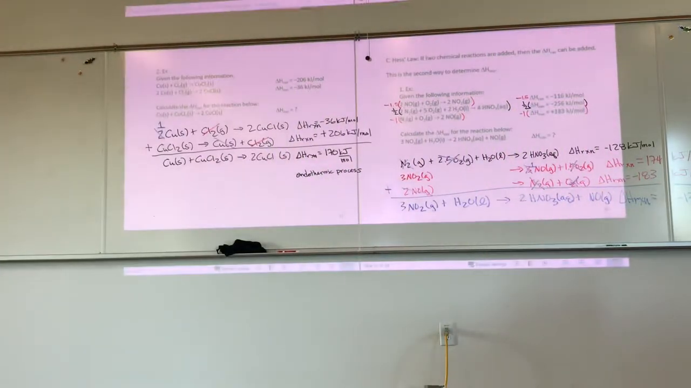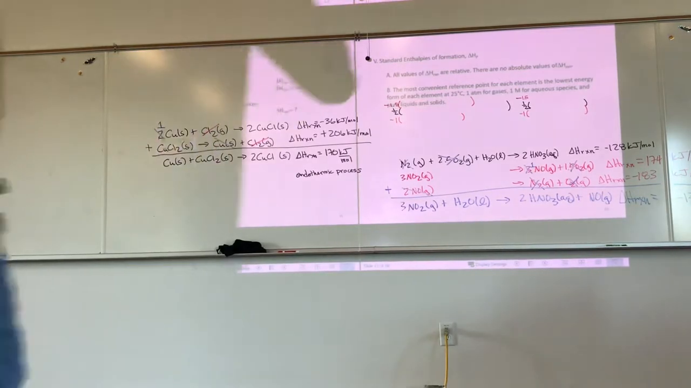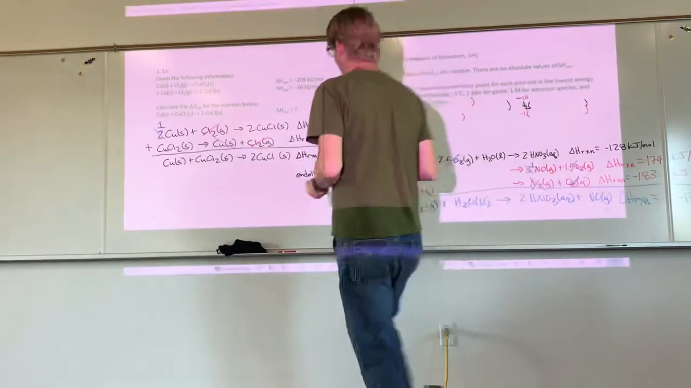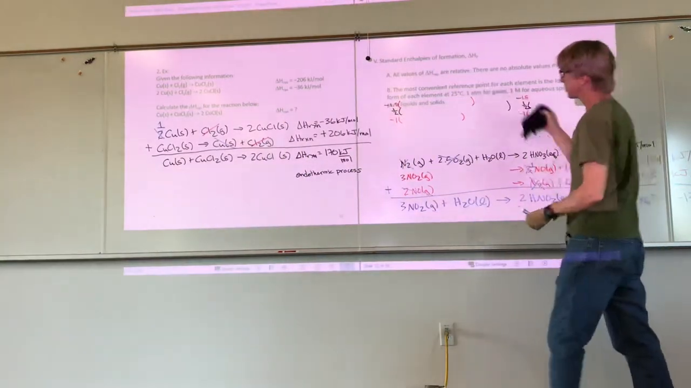All right, so there's two examples. There's a third way to find delta H reaction based on standard enthalpies of formation.